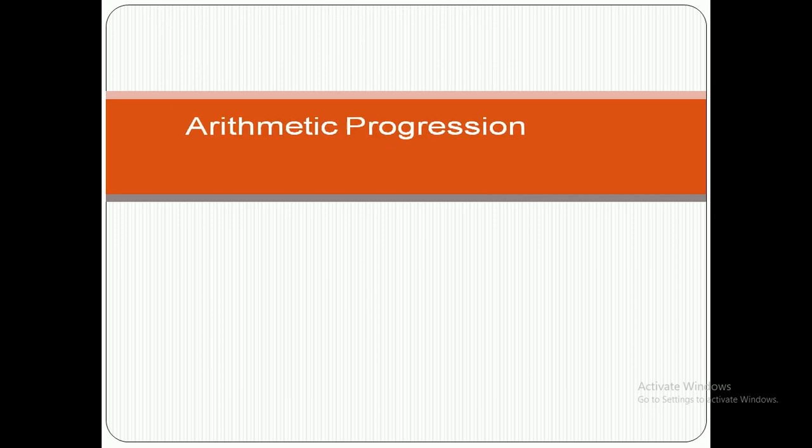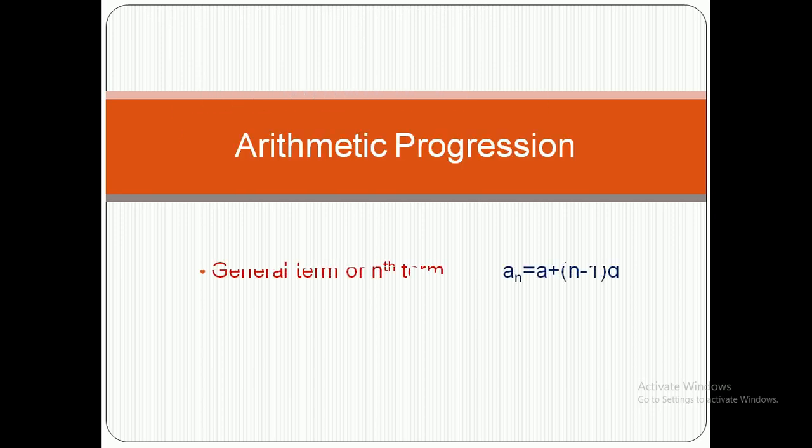General term is an is equal to a plus n minus 1 into d. See, this general term is also called the nth term, or the last term. An is equal to a plus n minus 1 into d, where a is the first term, d is the common difference, and n is the number of terms. An stands for general term, nth term, or last term.